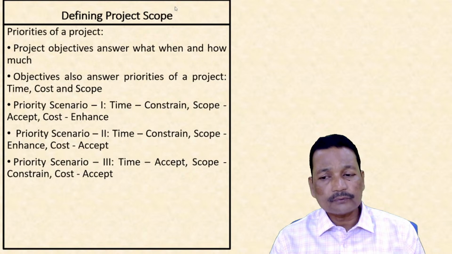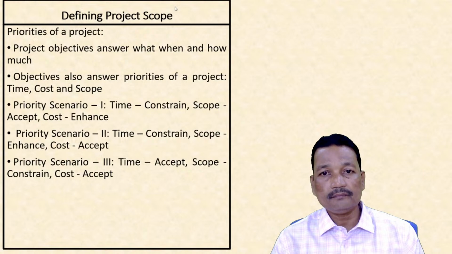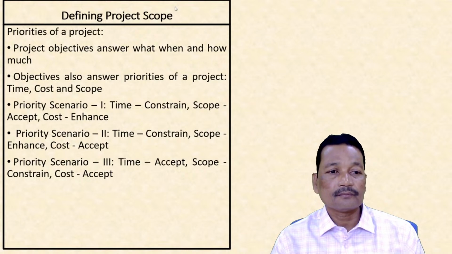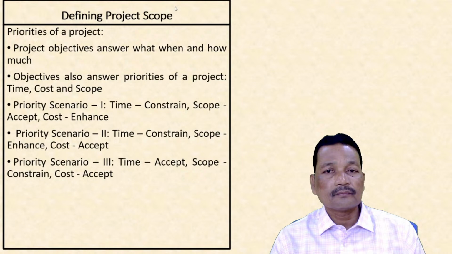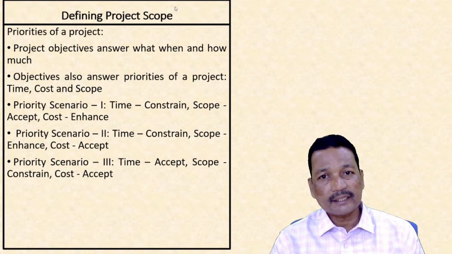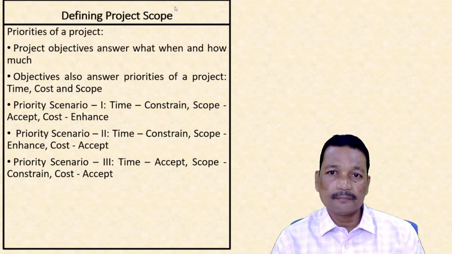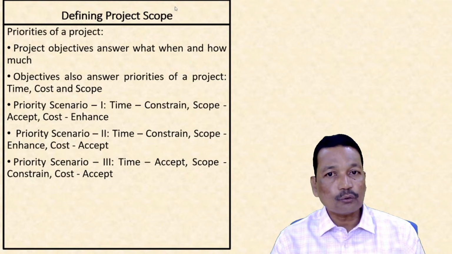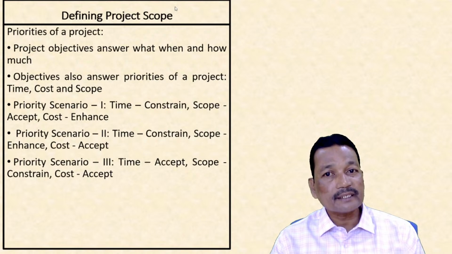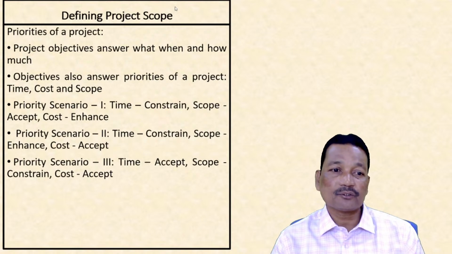For example, when government goes for various kind of developmental works which should cater to the society at the earliest, time is constrained. Why? Now the deliverables have to be given within a particular period. You cannot delay beyond that. Scope, it has to be catered to the larger segment of the society.